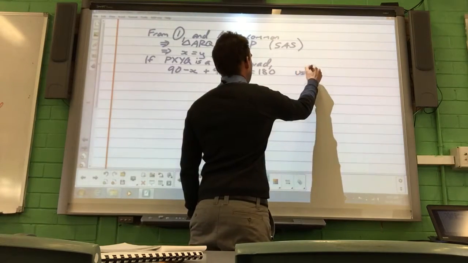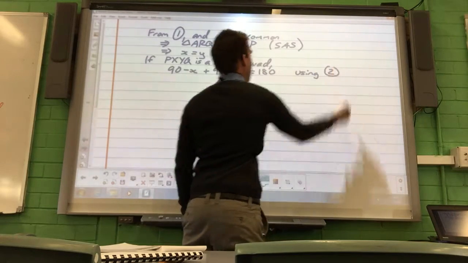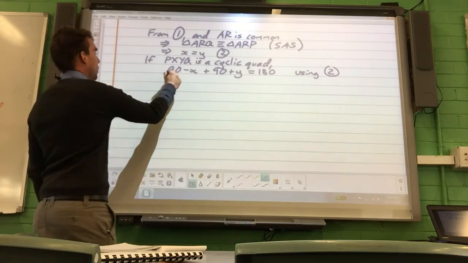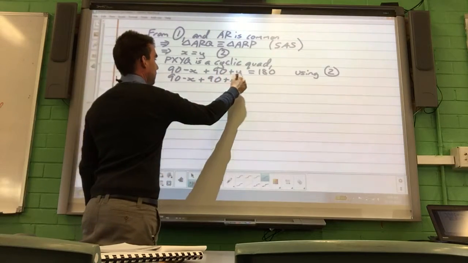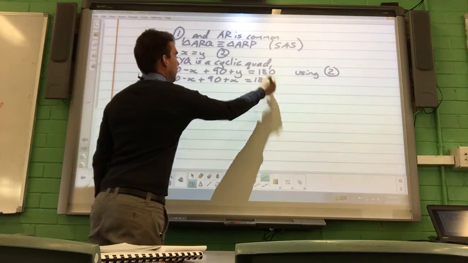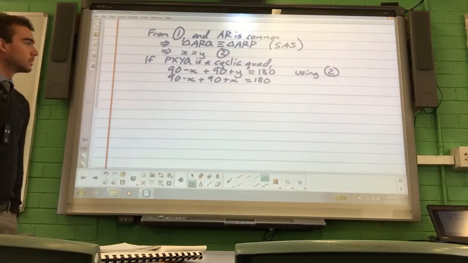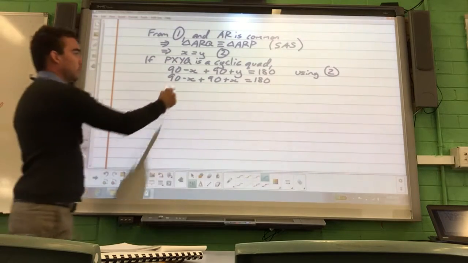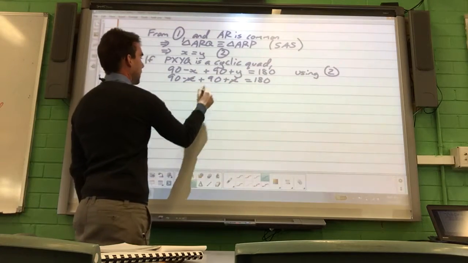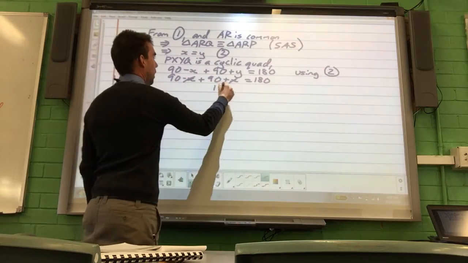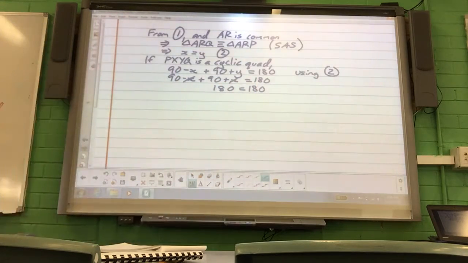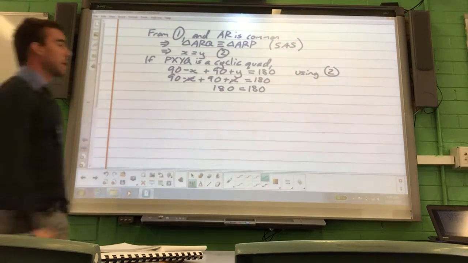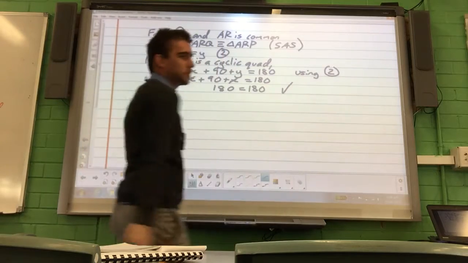So using number 2, we have 90 take away x plus 90 plus x must equal 180. And good thing, because the x is now cancelled. 90 plus 90, so 180 equals 180. We have a true equation.